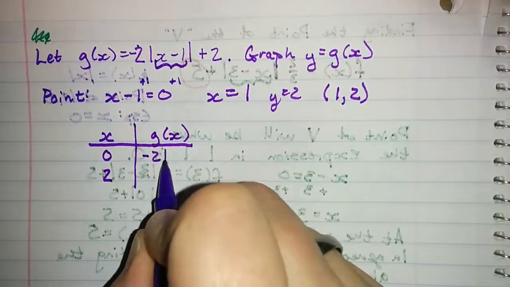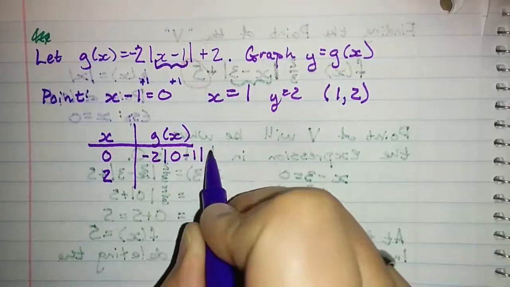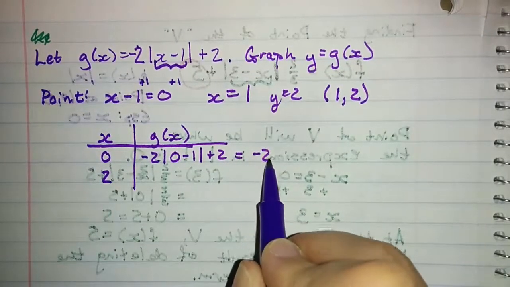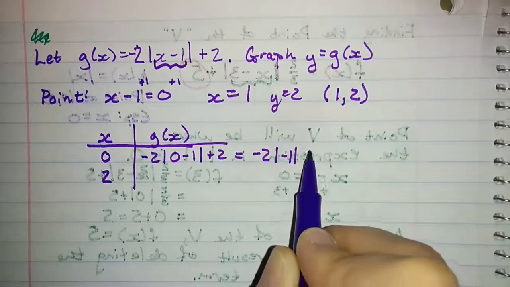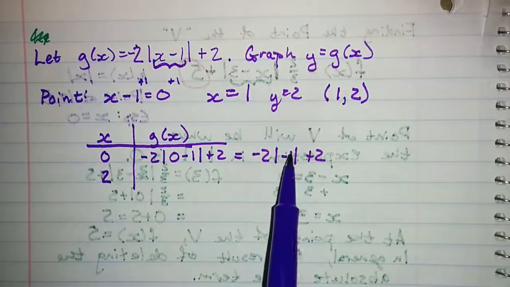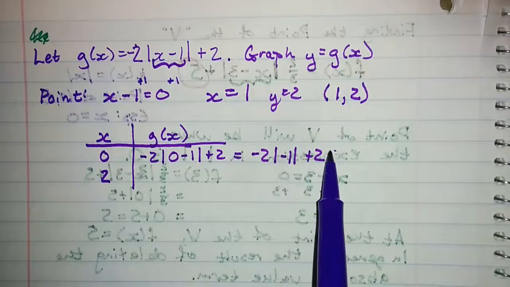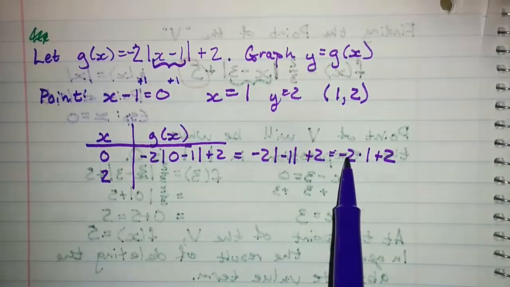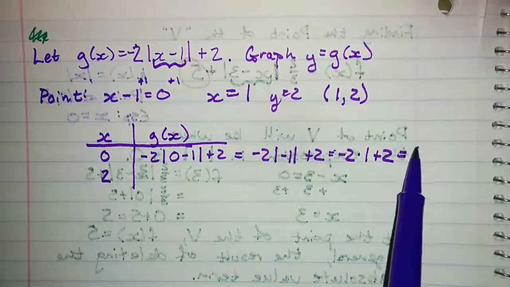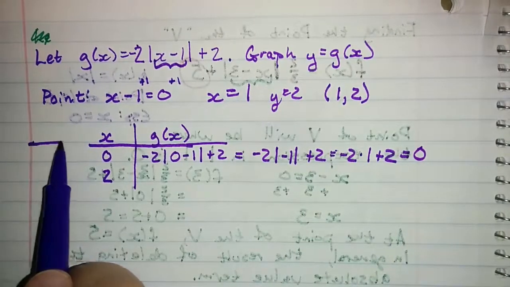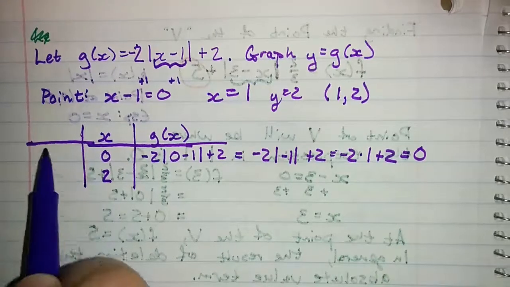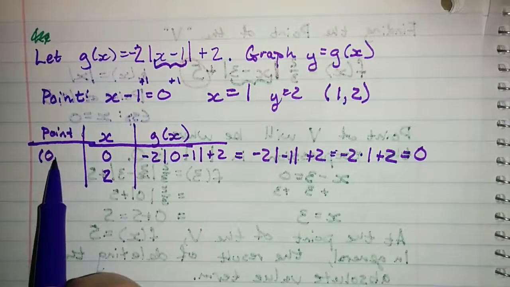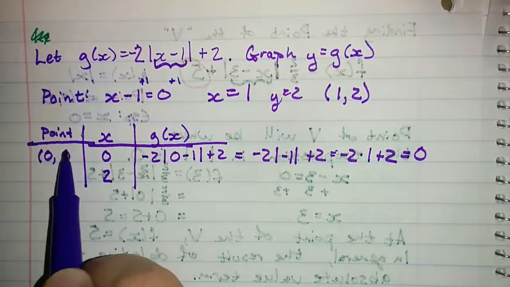I'll have negative 2 times the absolute value of 0 minus 1, plus 2, which is negative 2 times the absolute value of negative 1, plus 2. So this will be negative 2 times 1, plus 2. This is just negative 2. We have negative 2 plus 2. That's 0. And because I ran out of space to the right, I'm going to put my point here. My x is 0. My y I found was also 0.